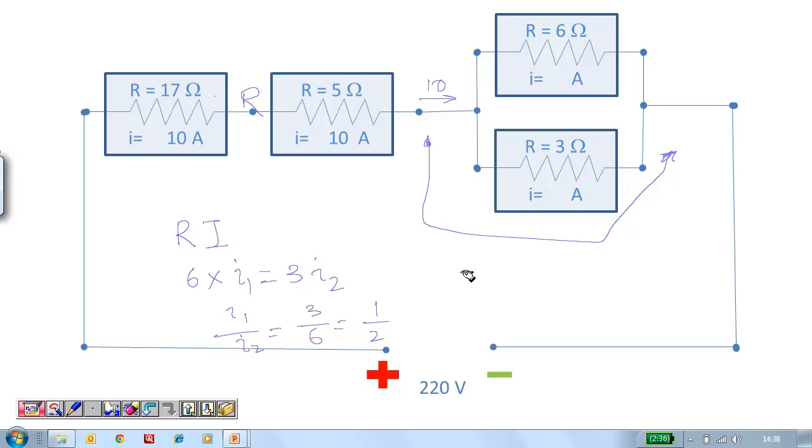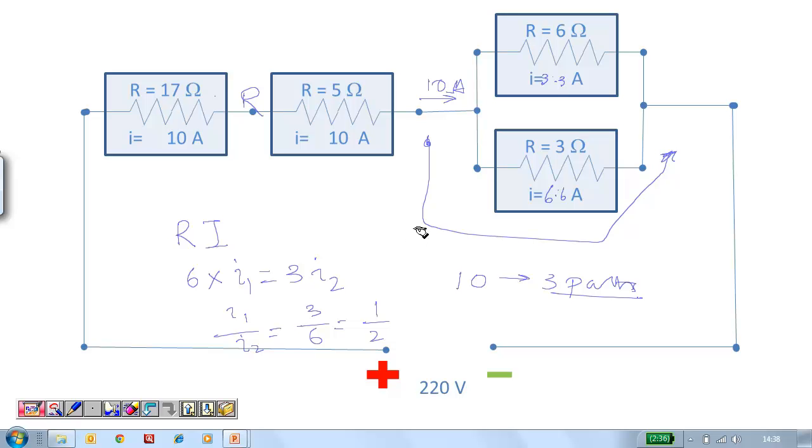That means the 10 amps which is going here will now have to be broken up into 3 parts, right? One part will go here and 2 parts will go here. So you assume this is going to be 3.3 and this is going to be 6.6 amperes.